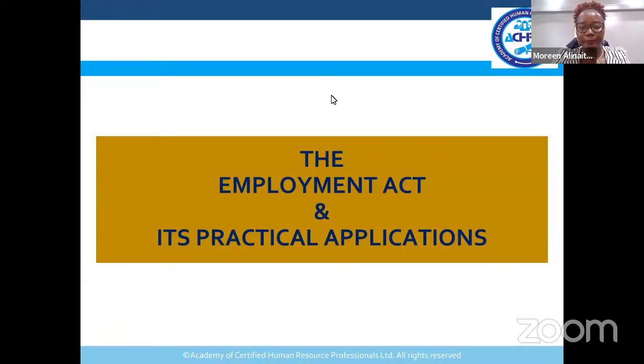The Employment Act and its practicability, its practical application in our day-to-day engagements as HR practitioners.